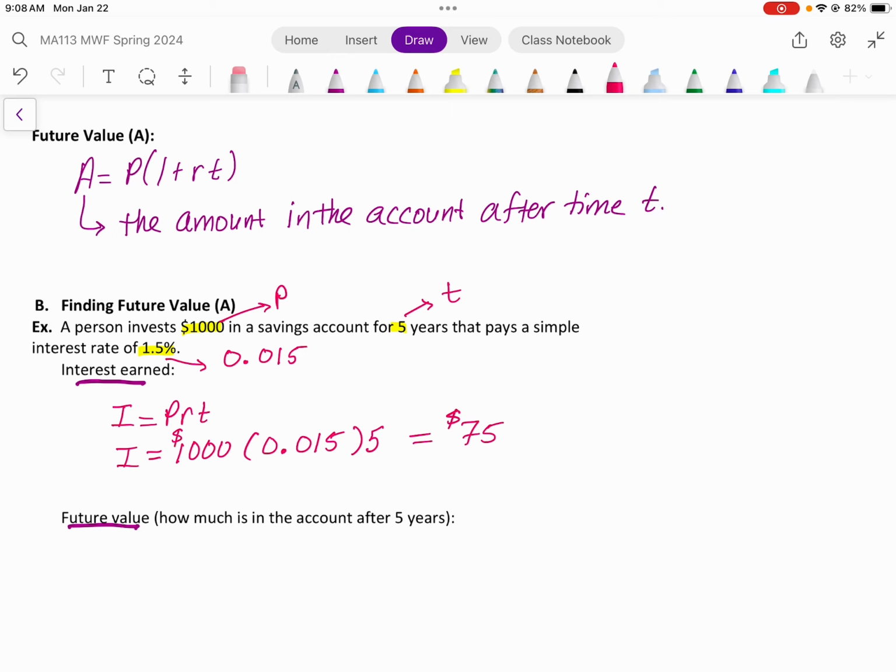Okay, I'm going to double check that. Make sure I have that right. All right, so there's the interest. Future value can be found two ways. So I'm going to split my region here in half. I can use this formula up above.